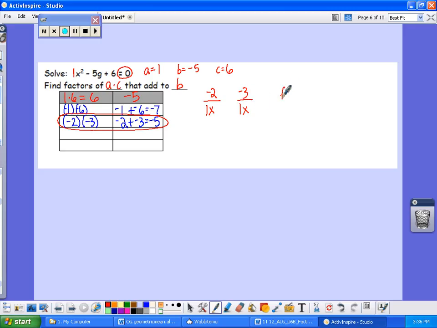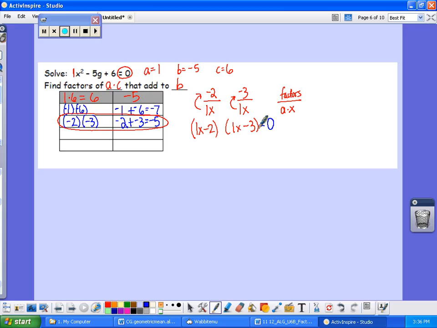Remember, it's your factors over a times x. So when I factor this, I'm going to have 1x minus 2 and 1x minus 3. You always go from bottom to top, bottom to top. Remember that I'm solving here, so I can't stop here. I need to continue solving.